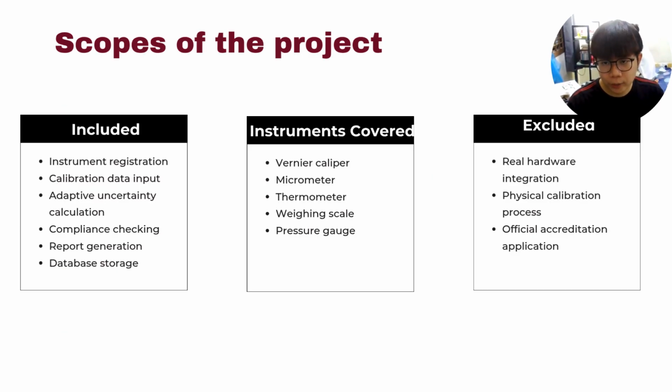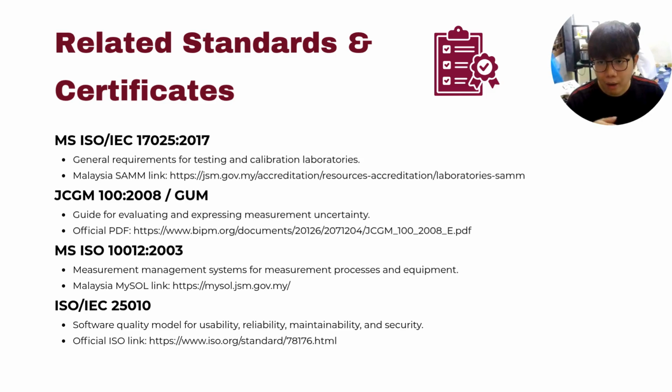Regarding our project scope, the system includes instrument registration, digital data input, additive uncertainty calculations, compliance checking, report generation, and database storage. We cover specific instruments: the vernier caliper, micrometer, thermometer, weighing scale, and pressure gauge. However, we exclude real hardware integrations, the physical calibration process itself, and official accreditation applications.